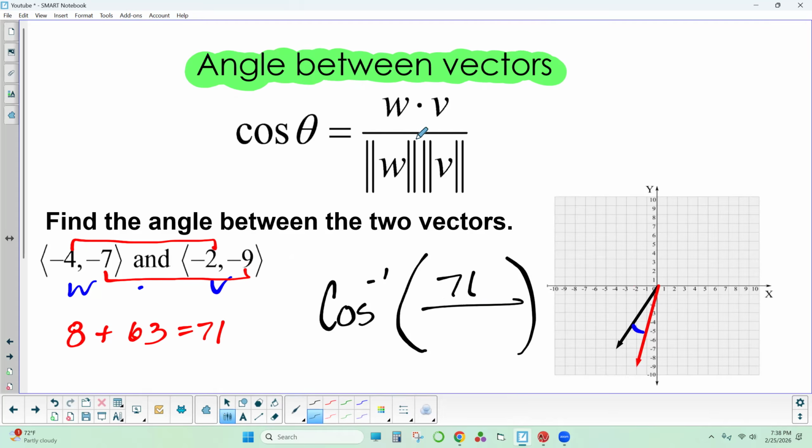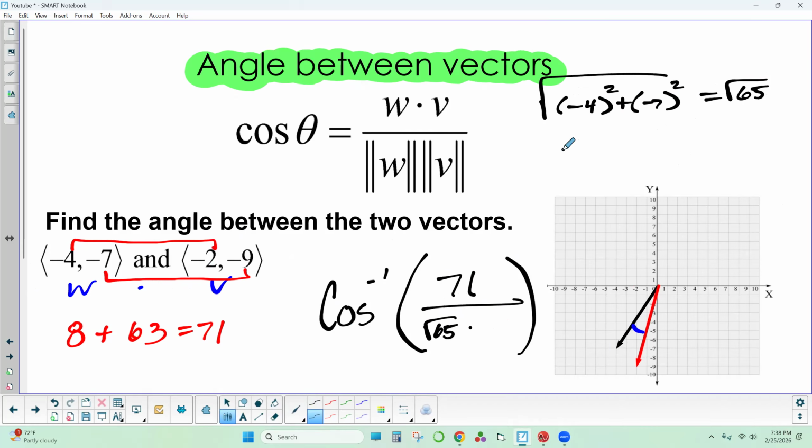So let's find the magnitudes. So my first one, negative 4 squared plus negative 7 squared. Remember, magnitude, throw it into the distance formula. So here we have 65. Square root of 65 is our magnitude. Okay, we're going to multiply that by the magnitude of v. So that's going to be negative 2 squared plus negative 9 squared. And that's going to give us the square root of 85. All right, so there's our setup.